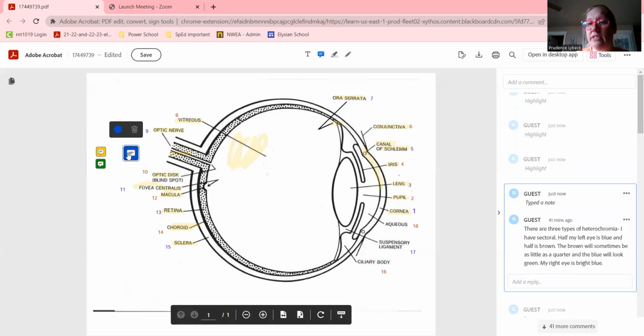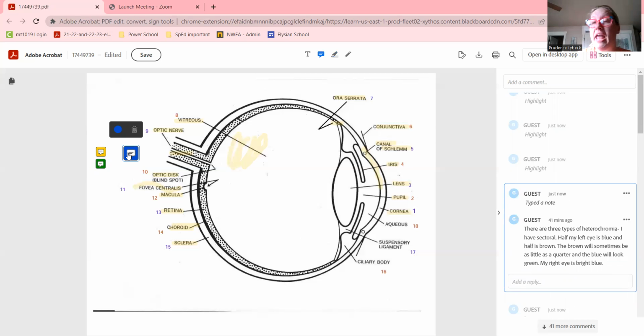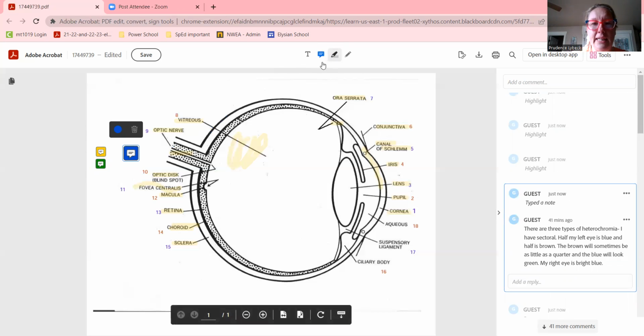Another little fact I have is there's 3 types of heterochromia. I have sectoral. Half of my left eye is brown, and sometimes about a quarter of it, the rest of it is blue. Sometimes it looks green, and my right eye is super blue. Okay, back to our highlighting.